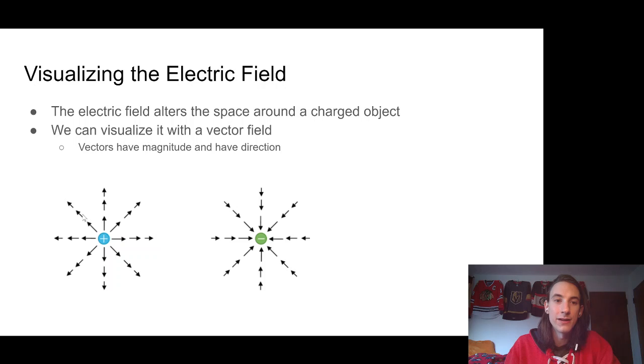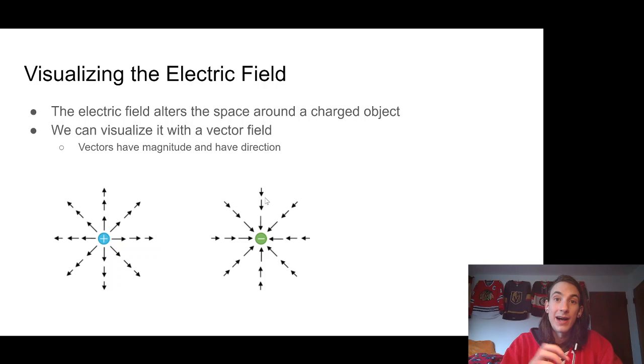So we see over here, if we were going to bring a positive test charge next to this positive source charge, it would move away from it. So it would follow these electric field lines. We see if we put it at this location, it would feel a weaker force because there's a weaker field than if we put it at this location because there's a stronger field.